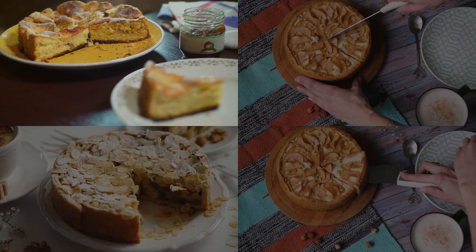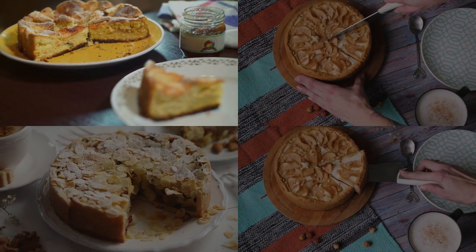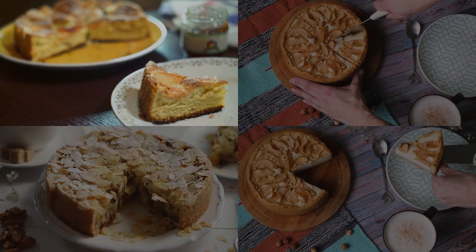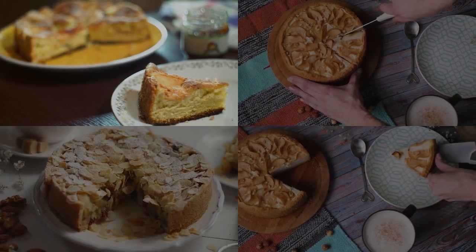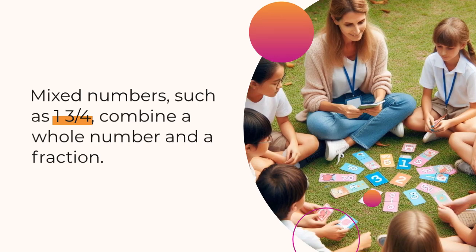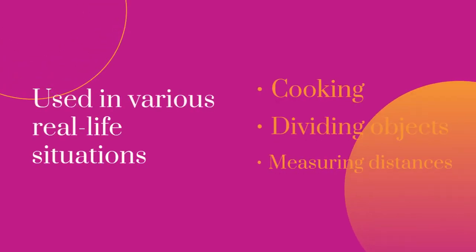Fractions can be proper, where the numerator is less than the denominator, like 2/5, or improper, where the numerator is greater than or equal to the denominator, like 7/4. Mixed numbers, such as 1 and 3/4, combine a whole number and a fraction. They are used in various real-life situations like cooking, dividing objects, and measuring distances.